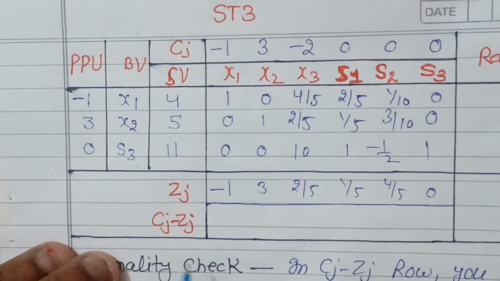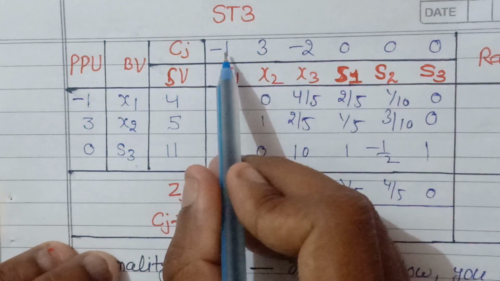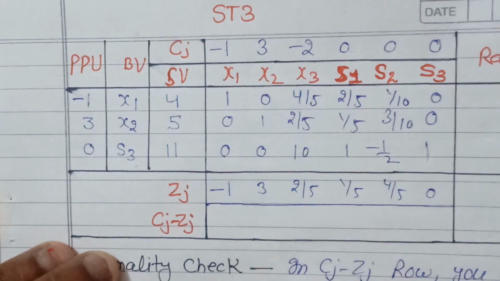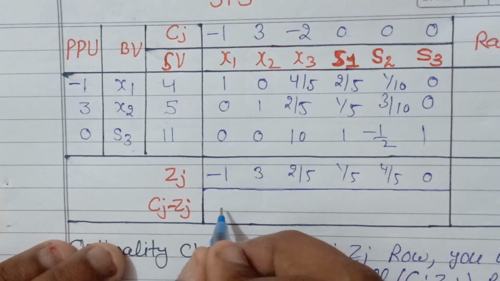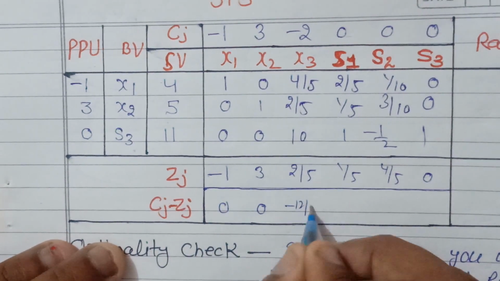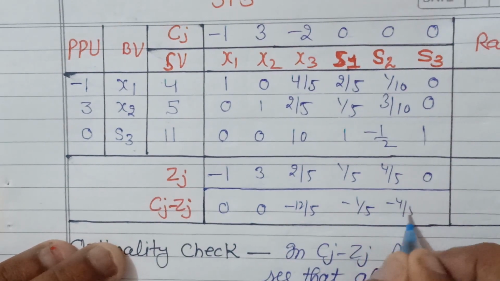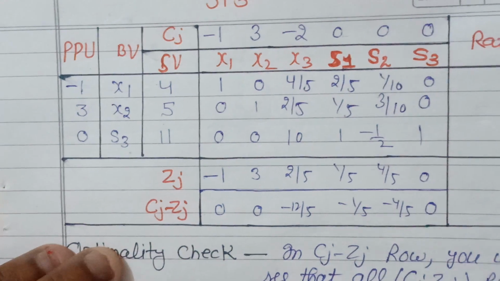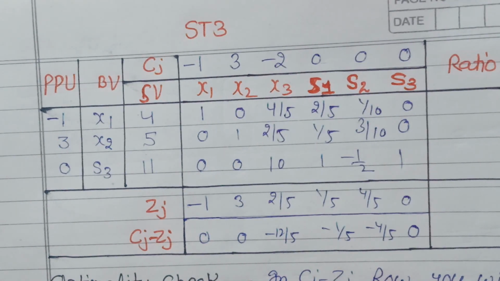Now we have to find the value of Cj minus Zj. So we have to subtract all these values from all these values. If you subtract the values of Zj from Cj, the values will be 0, again 0, minus 12 by 5, minus 1 by 5, minus 4 by 5 and 0.